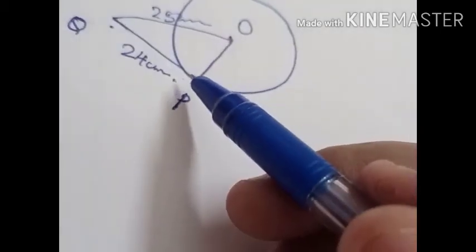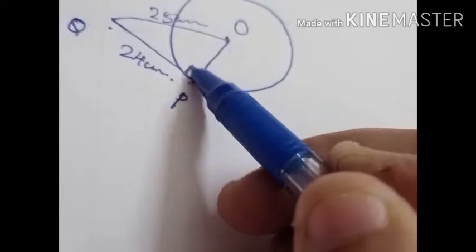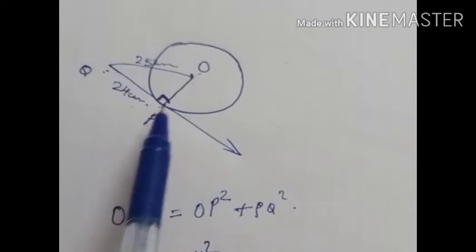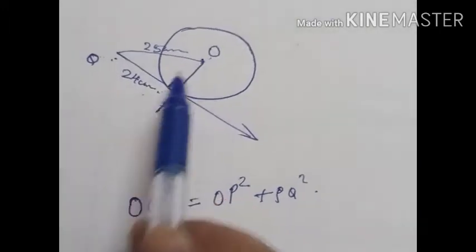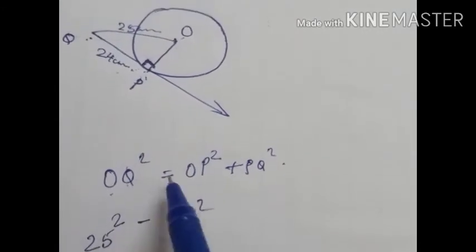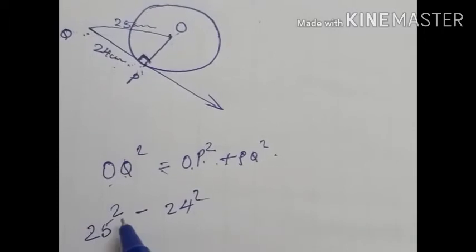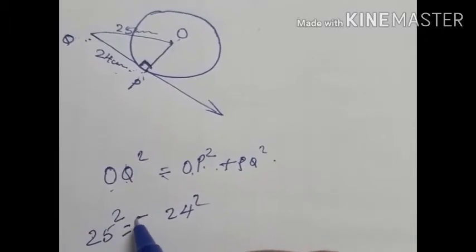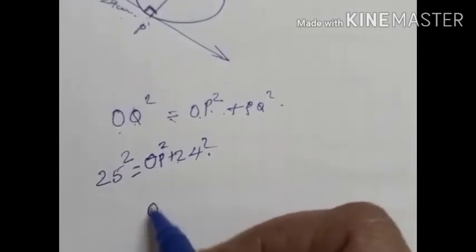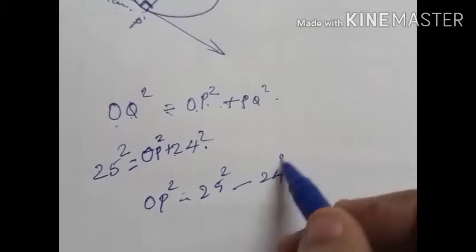So from the theorem 1 we know that the tangent to the radius is right angle. So this angle OPQ is right angle. So consider the right triangle OPQ. By the Pythagoras theorem, we get OQ square equal OP square plus PQ square. That is 25 square equal OP square plus 24 square. Then OP square equal 25 square minus 24 square.